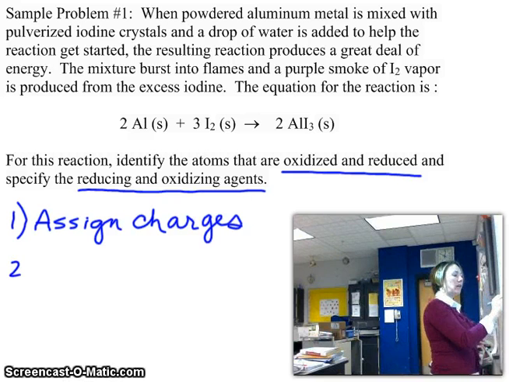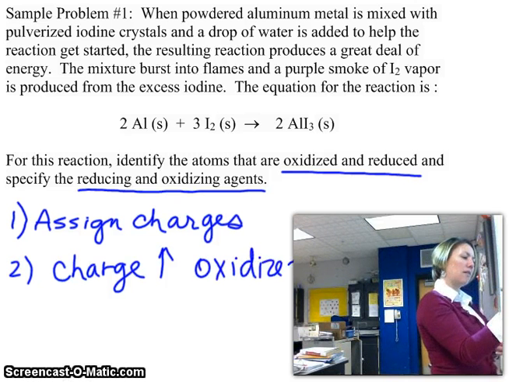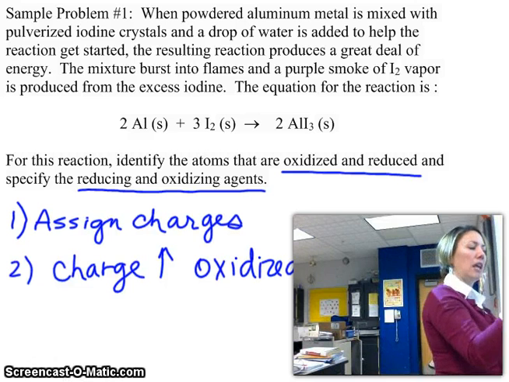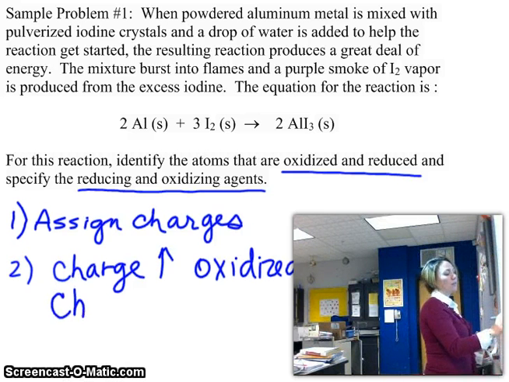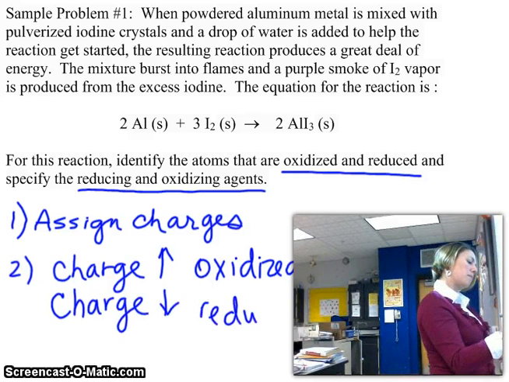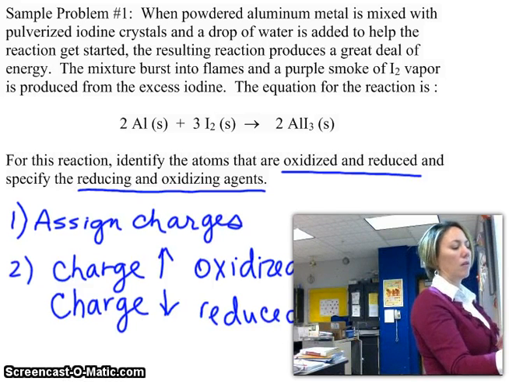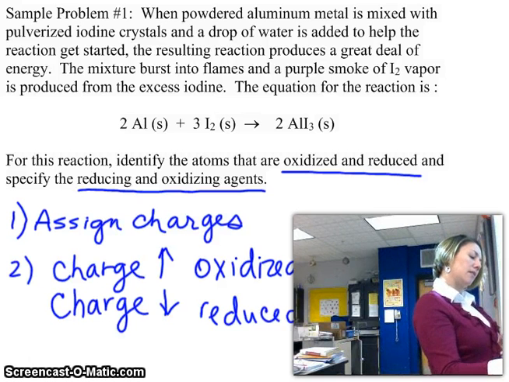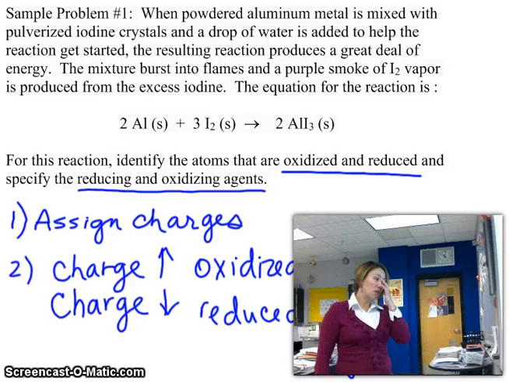Because remember, if the charge goes up, then you are oxidized and known as the reducing agent. If the charge goes down, you are reduced and you are considered the oxidizing agent. So I'll go through my rules and assign the charges.